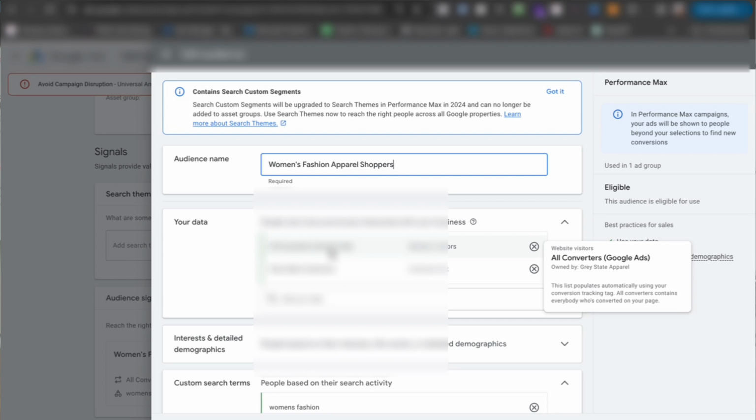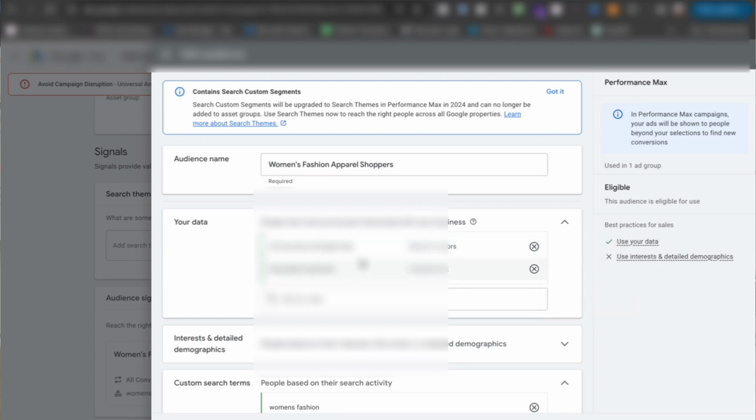Performance Max doesn't use any keywords. You can't target specific keywords. It's based upon the different audience signals that you're using to direct the campaign. First of all, we have our customer list for the specific brand, and then we also have all the people that have converted and purchased from us. Google will use that information to try and find more people like it, and that's why this is so successful.